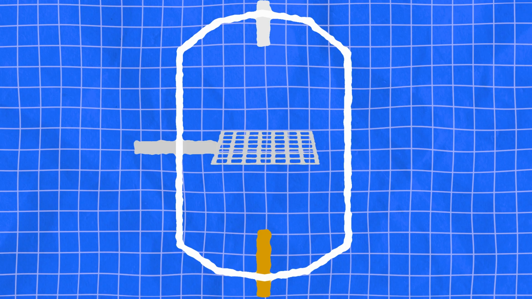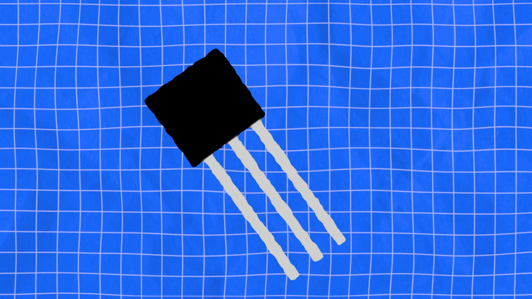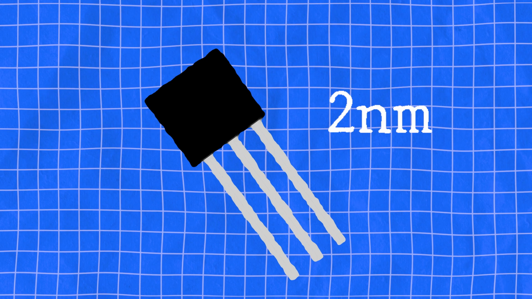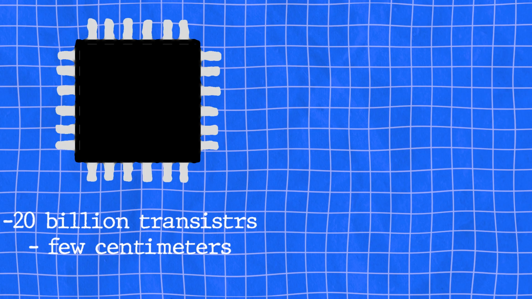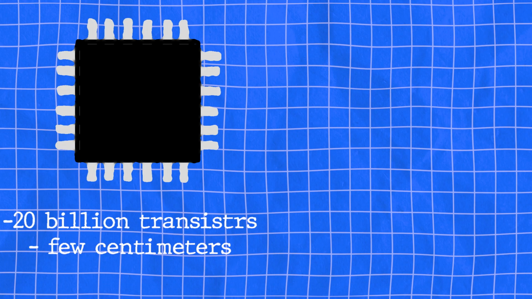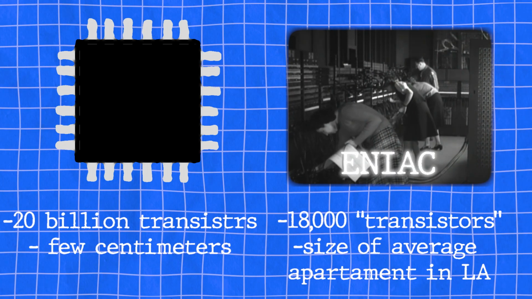But that's not the only problem with vacuum tubes. They often broke during the operation of ENIAC and needed frequent replacement. Transistors, on the other hand, take up far less space. Modern processors use transistors as small as 2 nanometers. To put that into perspective, the diameter of a human hair is around 75 microns, which is about 37,000 times larger than the average transistor. This allows billions of transistors to be tightly packed inside a chip roughly the size of a few centimeters, instead of taking up 28 square meters of space like ENIAC, while also being a few million times more powerful.